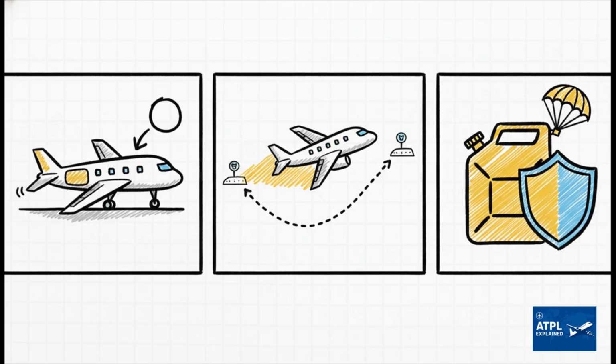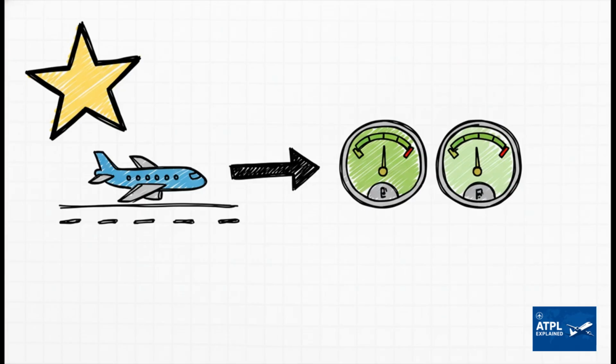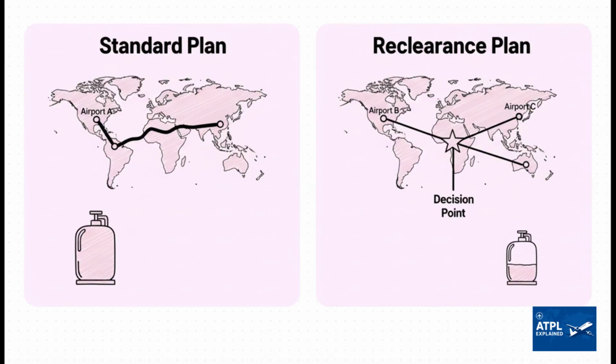Got it? Good. Now, here's a bit of a pro-level tip for you, and it's something that just loves to pop up on ATPL exams. It's called the reclearance procedure. It's a really clever strategy that airlines use on long-haul flights to legally carry less fuel at takeoff. And this slide explains it perfectly.